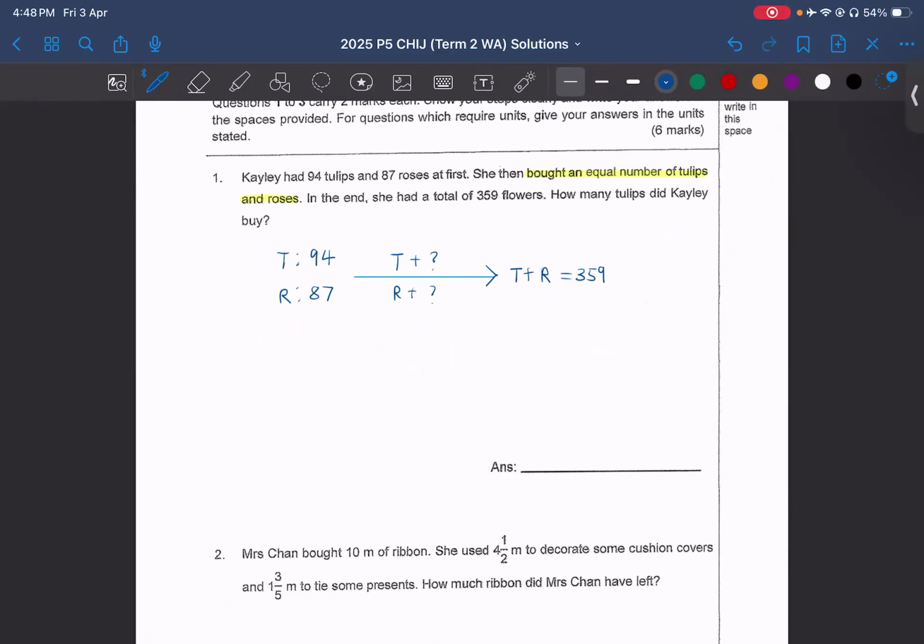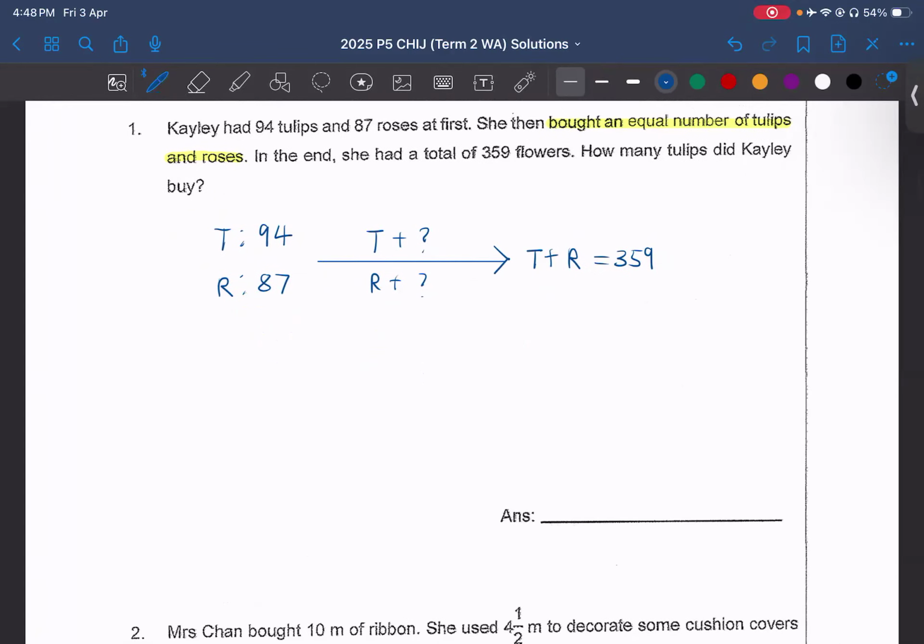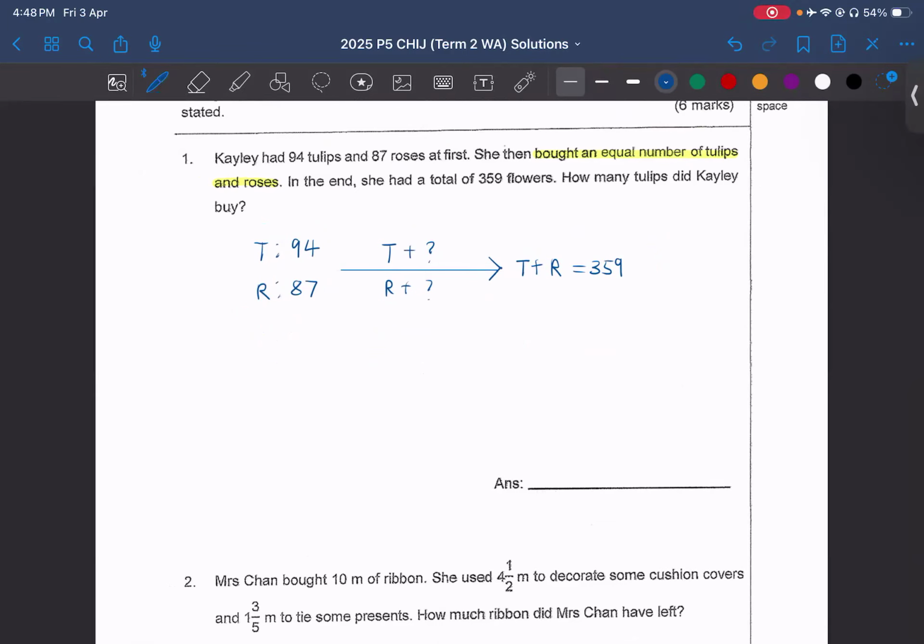After we represent our before, change, after, we realize that in order to find our change, which is how many tulips Kaylee bought, first we can find what we have in total at first. So the total at first will be 94 plus 87, which is 181. So this is the total at first. And then what we have at the end is 359.